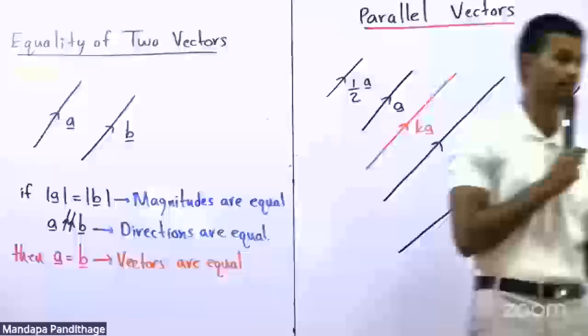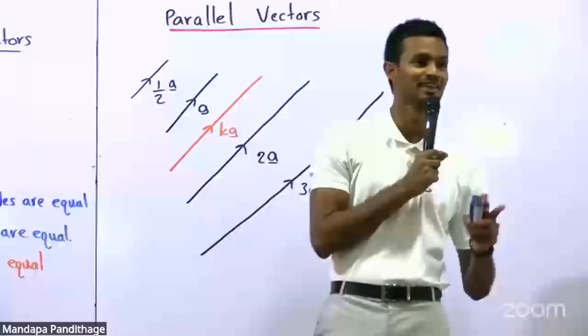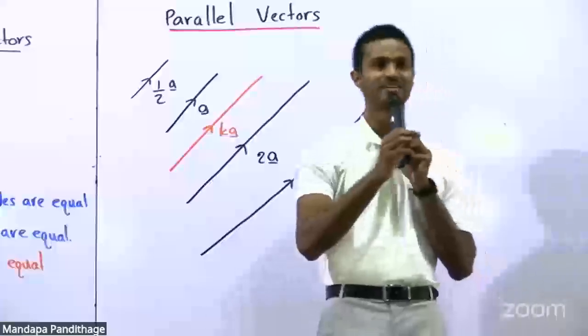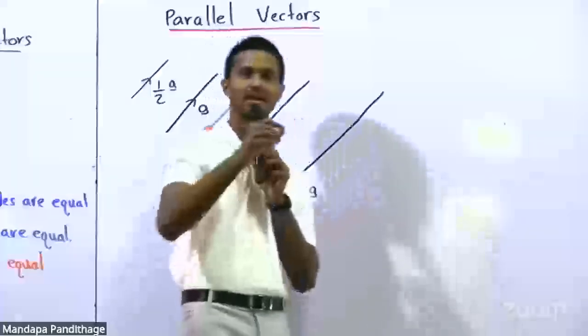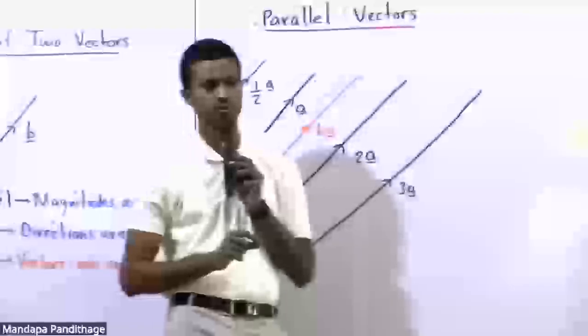K depends on what? The magnitude of the vector. K depends on the magnitude of the vector. Clear? Okay. So write in this way.